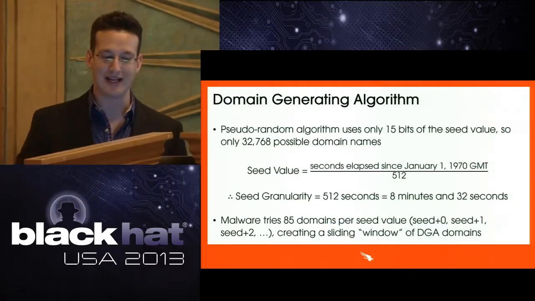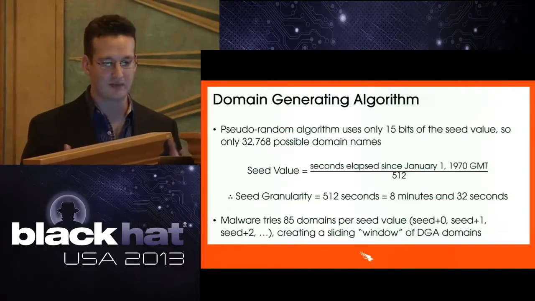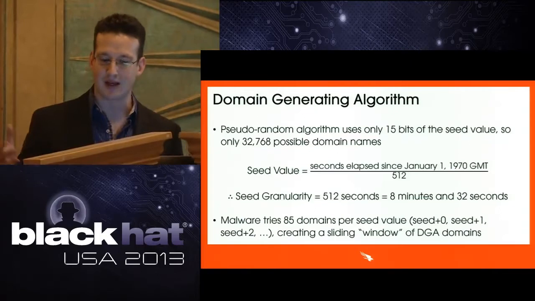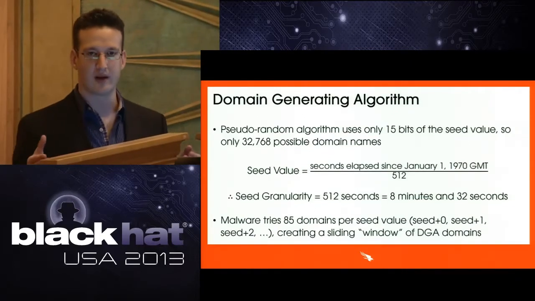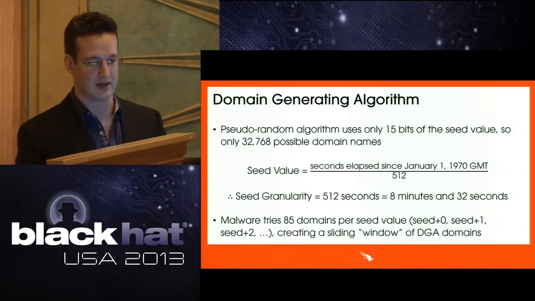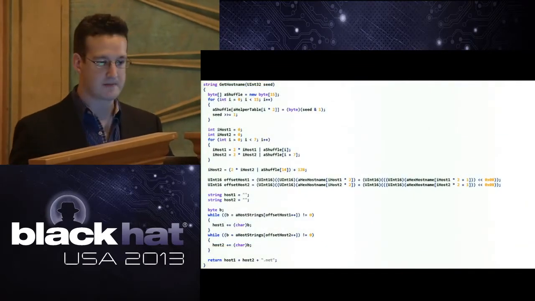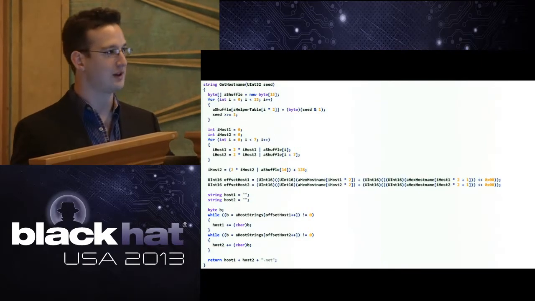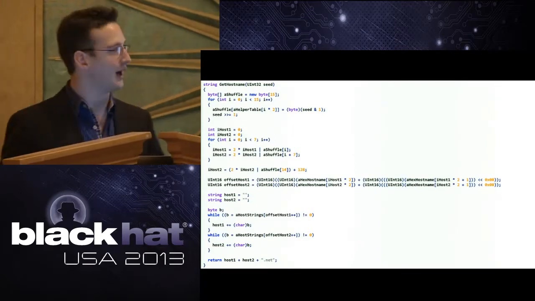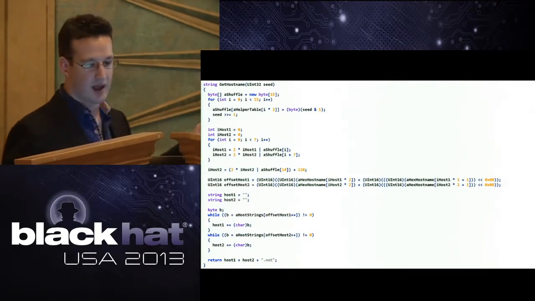And the malware tries 85 different domains per seed value, creating a sliding window of DGA domains, and that means that each domain is in this window for 7.5 hours before the window advances past that domain. So here's the high-level code for the function that actually generates the host name. This is a C#-based reinterpretation of the DGA algorithm.